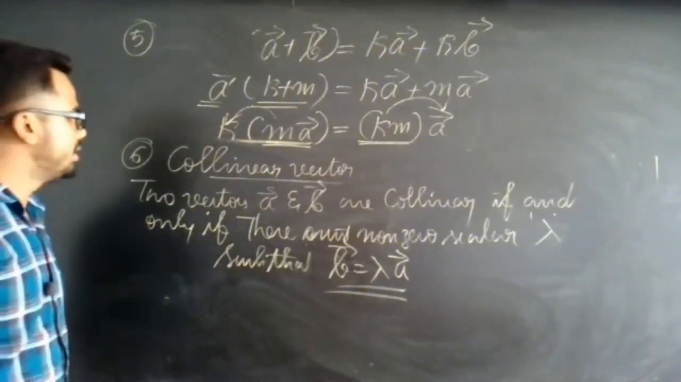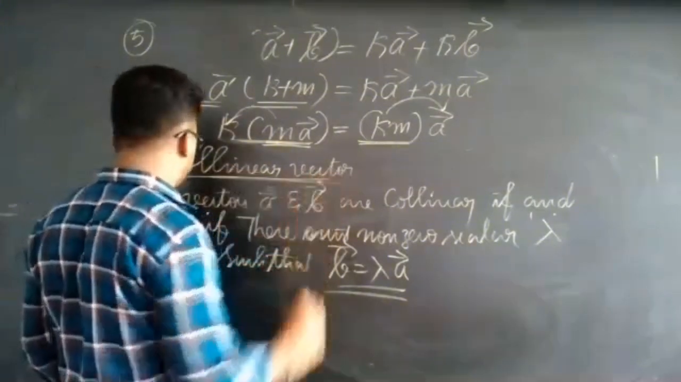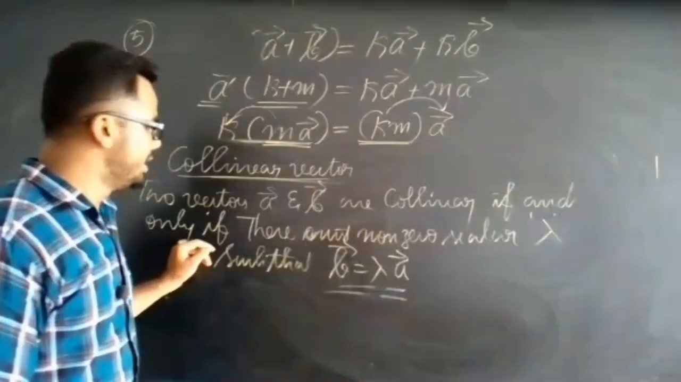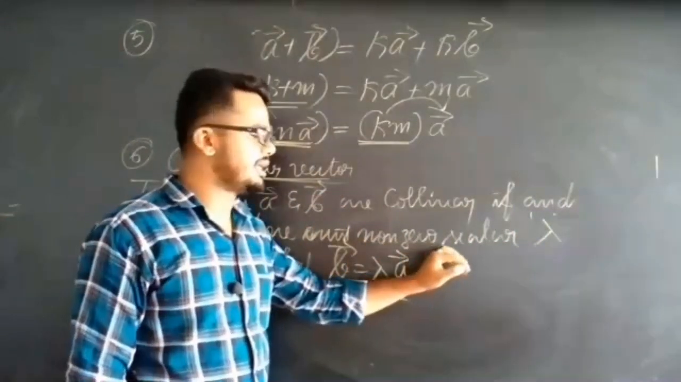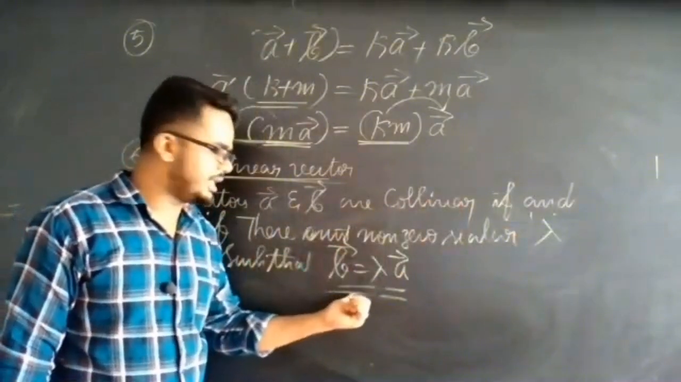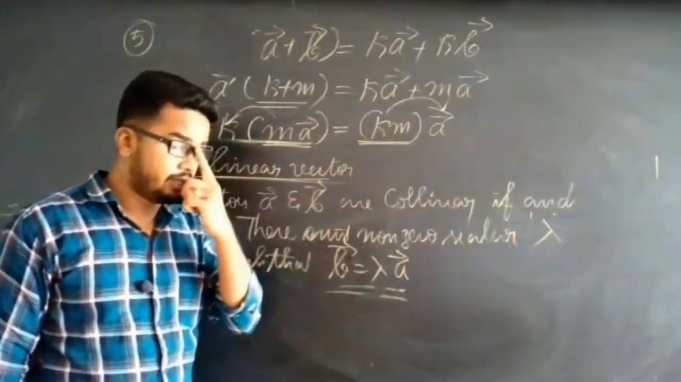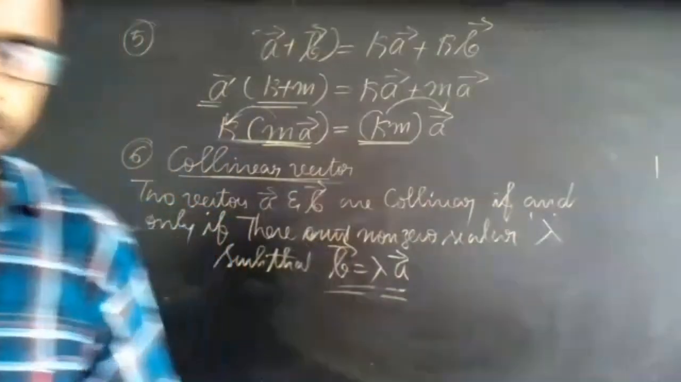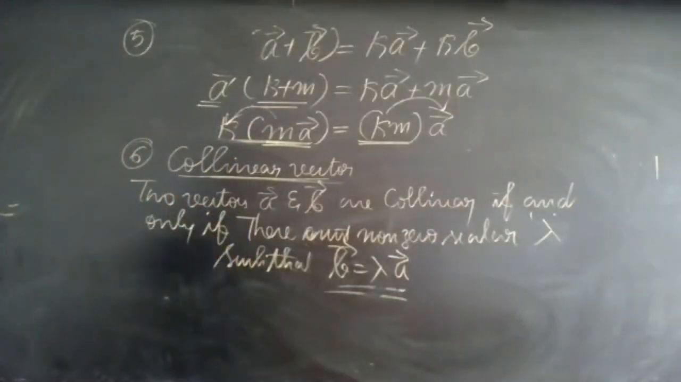Is it clear to you? When can we say two vectors are collinear? Two vectors A and B are collinear if and only if there exists a non-zero scalar lambda such that B is equal to lambda into A. I hope this is clear to you. If I want to continue in that only, let us take two examples.